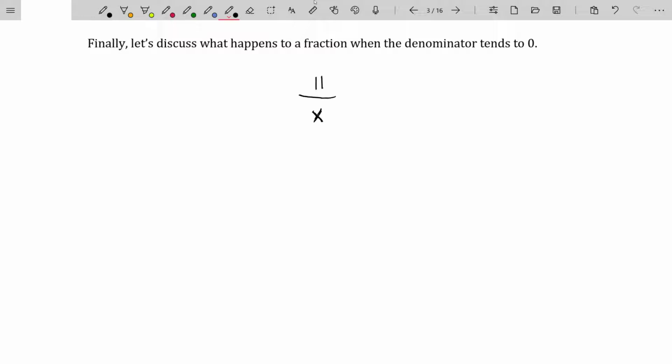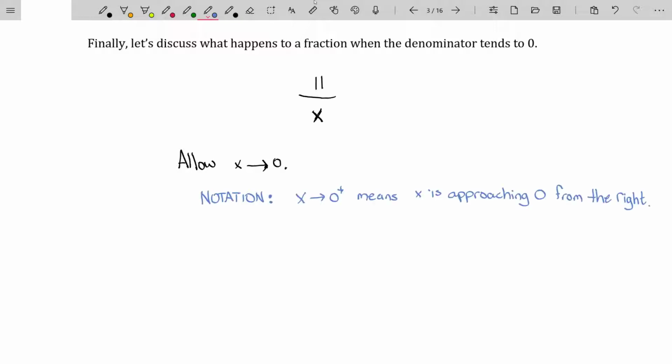Let's just call it an x because x tends to be the unknown of choice for most mathematicians. And so what we're going to do is allow x to get really close to 0. Now there's something special about approaching 0 here that we have to talk about: which side of 0 we're approaching. So this notation right here, x is approaching 0 and the superscript is a plus. That means that x is approaching 0 from the right. Well, what do I mean from the right?